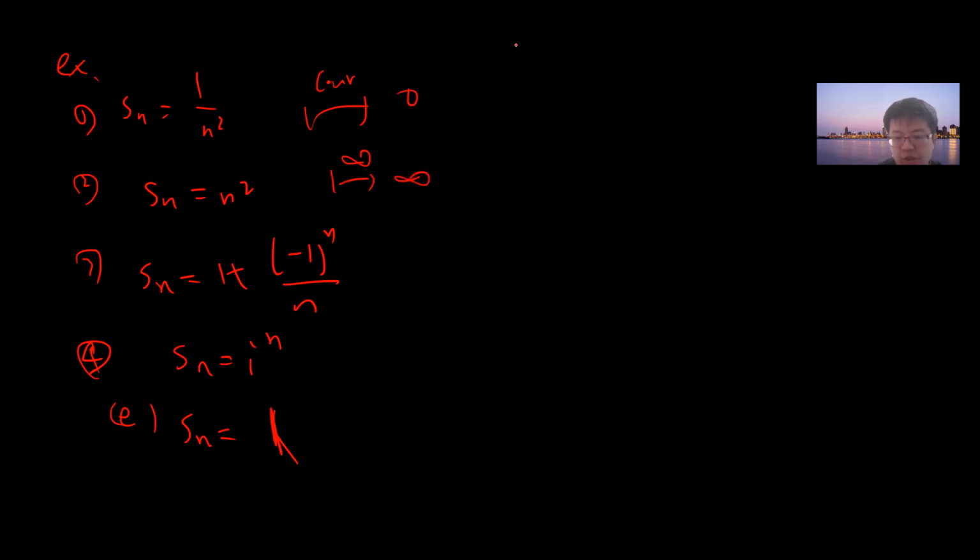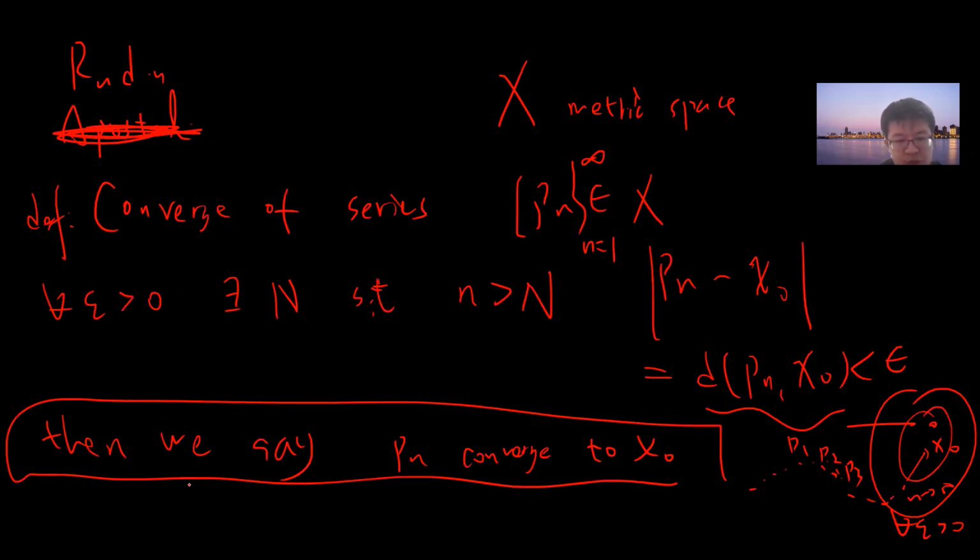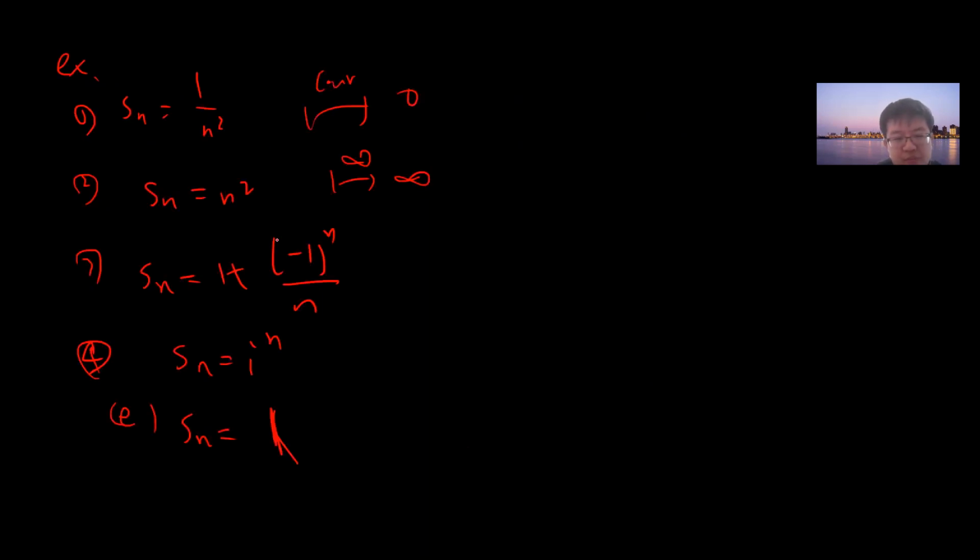So a quick example, 1 over n squared. Actually, I don't want to talk about examples because I think this is a trivial idea, but we can still talk a little bit. So this converges to 0, and then these guys diverge, becoming infinity. By the way, the definition is that if Pn does not converge, then it diverges.